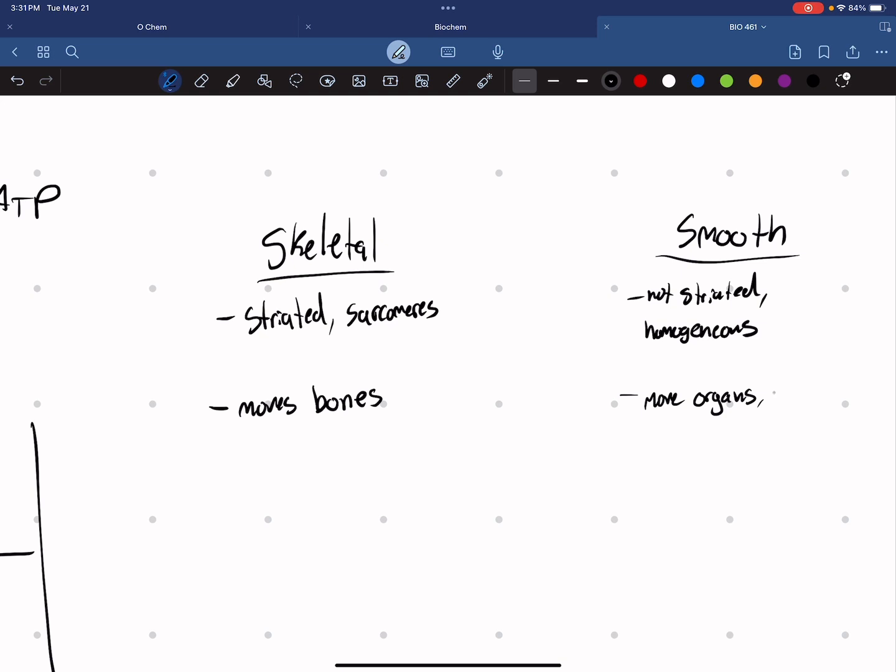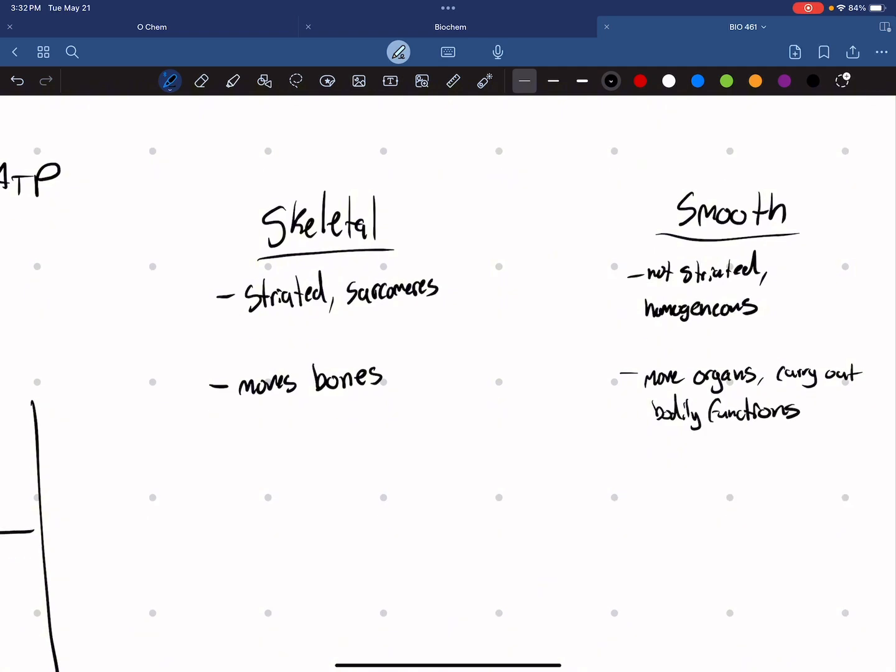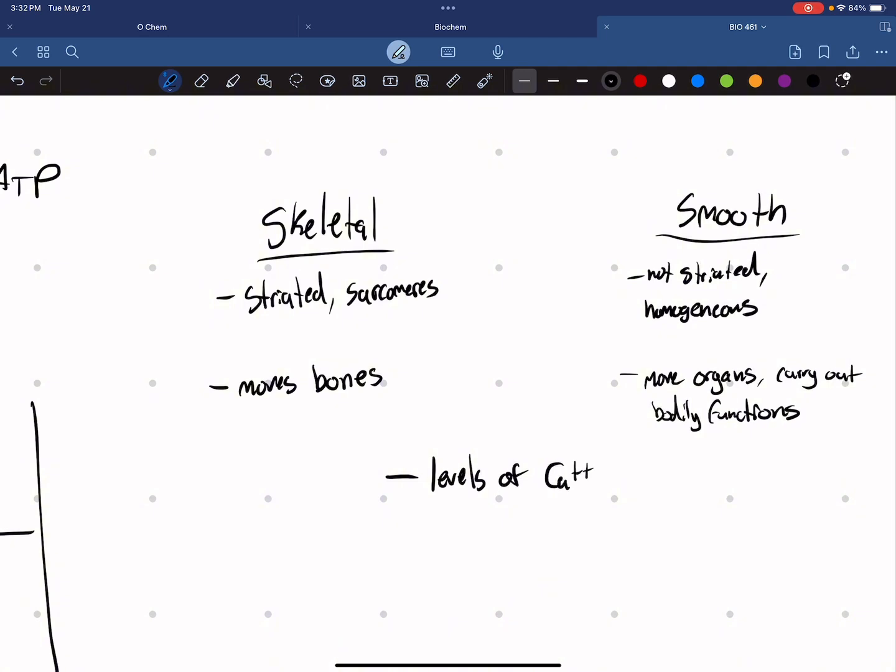And they're also meant to carry out bodily functions that are involuntary. In terms of regulation, both skeletal muscles and smooth muscles are based on the levels of calcium in the cell, because they're both reliant on myosin and actin. Even though the pathways of activation are slightly different for skeletal muscle and smooth muscle, both of them are regulated based on increasing levels of calcium inside of the cell.